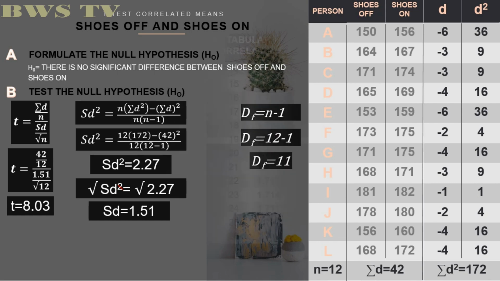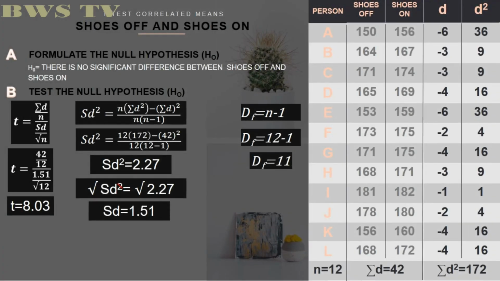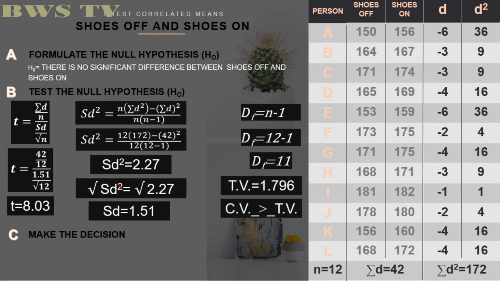Now proceeding to the tabular value, it will be 1.796. That'll be our tabular value. The null hypothesis will be rejected.